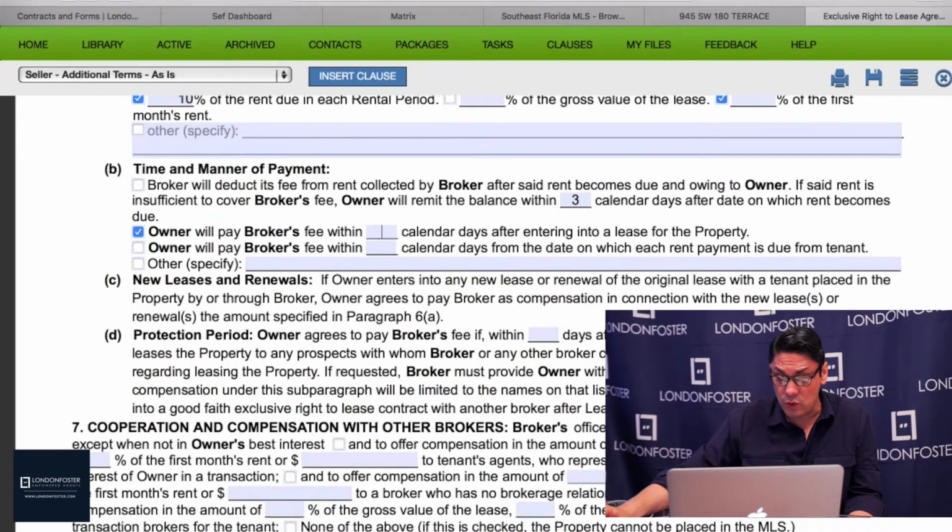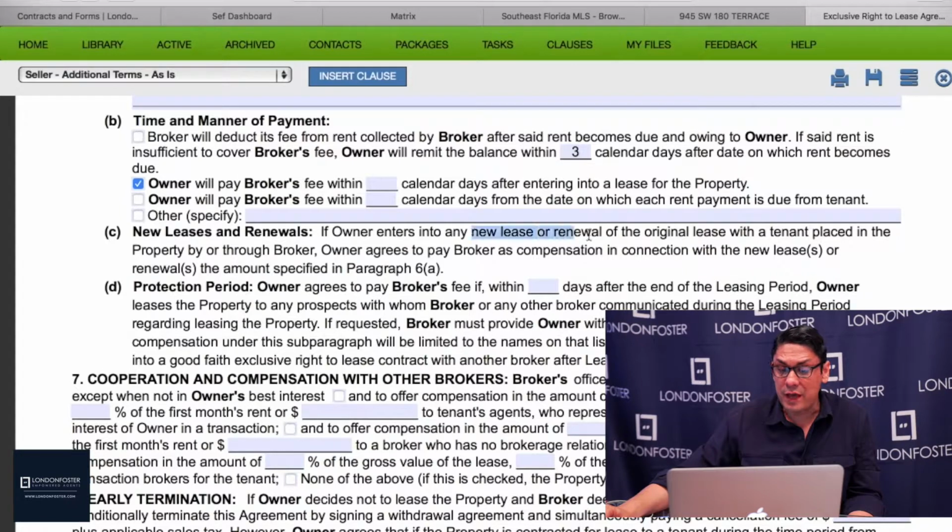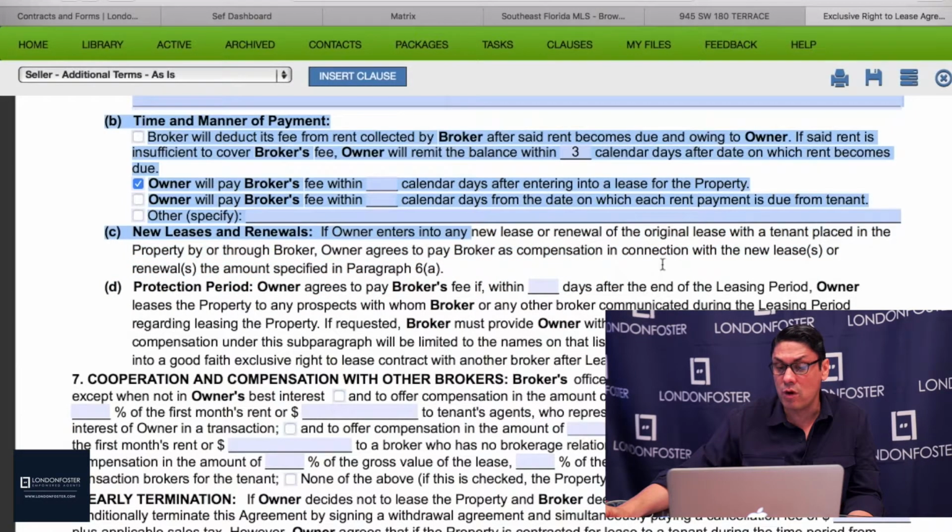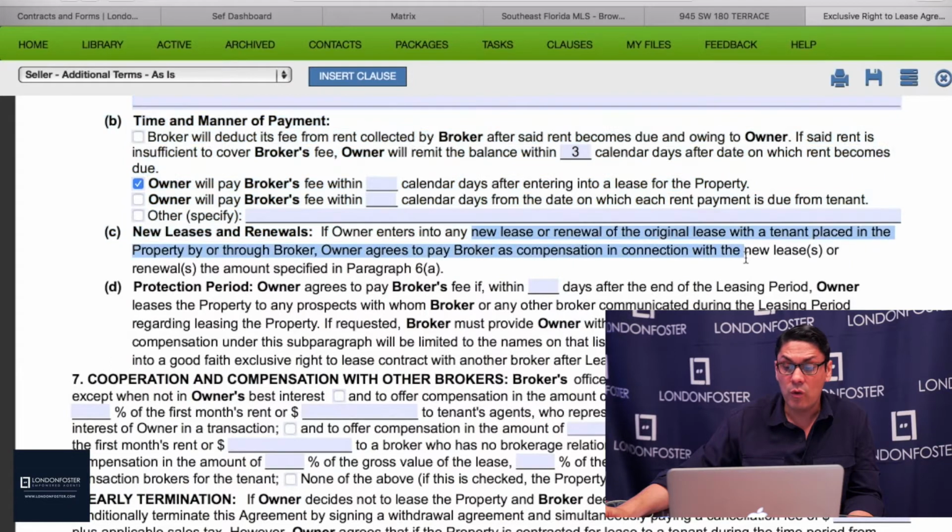New leases and renewals. If an owner enters into a new lease or renewal for the original lease with a tenant placed in the property by or through the broker, owner agrees to pay the broker a compensation in connection with the new lease or renewal, the amount specified in paragraph 6A. So therefore, you would write that out.